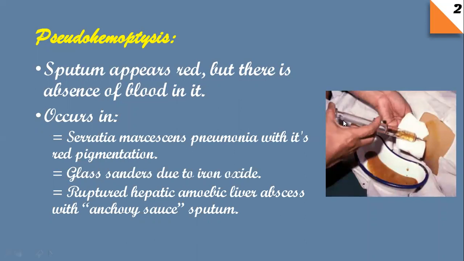So here is a picture of aspiration of a hepatic liver abscess, in which this fluid is what we call anchovy sauce sputum, because it resembles anchovy sauce. Normally, if a patient has a ruptured hepatic amoebic liver abscess, then the sputum comes out of this color. So that is why it's anchovy sauce sputum.